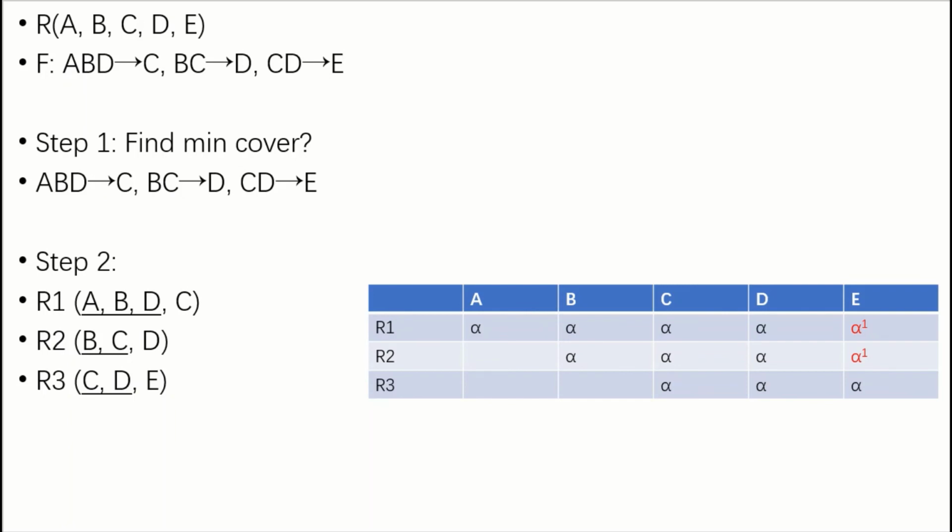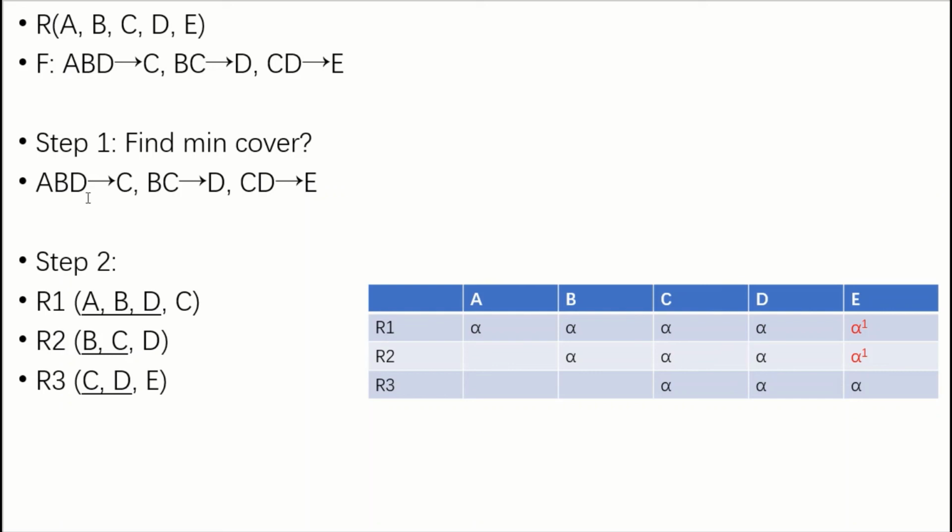Let's go to the next example. A, B, C, D, E. ABD implies C, BC implies D, CD implies E. Okay, what's the minimum cover in my step 1? ABD implies C. I have to check whether I am able to drop A, B, or D from this or not. You can try that, but intuitively you won't be able to drop anything. So you have to check the closure of A, the closure of B, the closure of D, the closure of AB, the closure of BD, and the closure of AD.